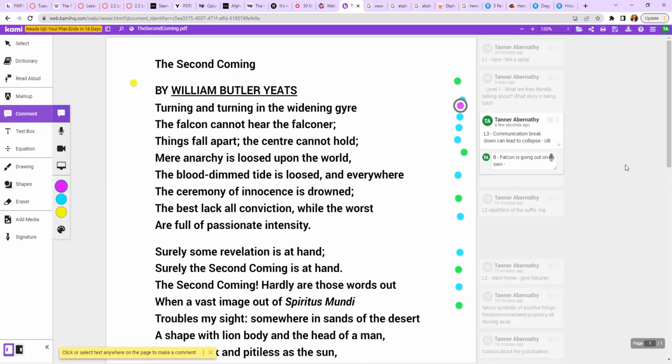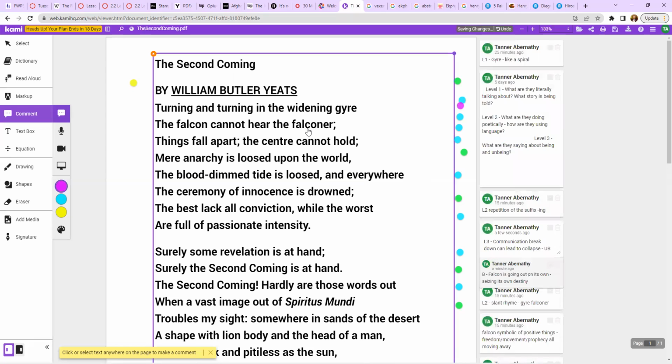And here it is breaking free, and the rich, the powerful, can only imagine that as being the end of the world. So if we're inserting a positionality there, we could say the falcon is being, going out on its own, seizing its own destiny. And that's kind of cool.